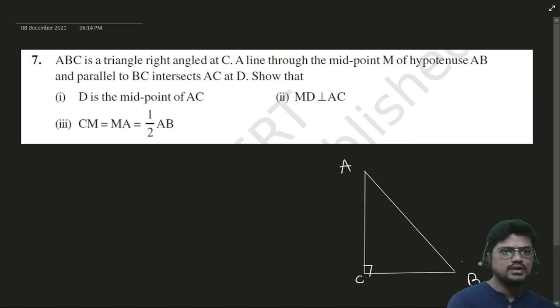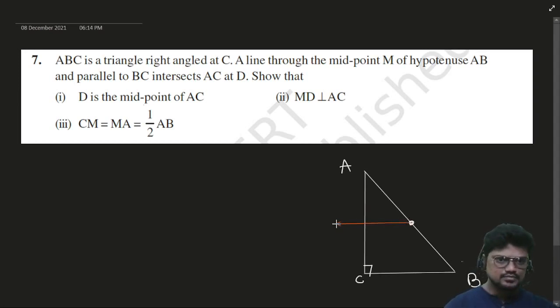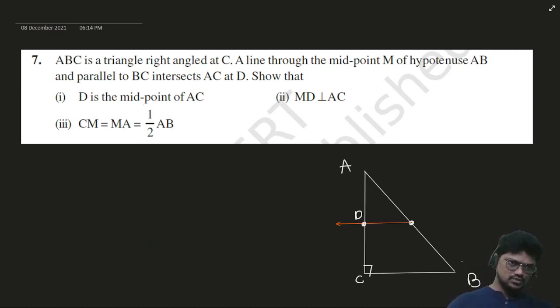Now, a line through the midpoint M of a hypotenuse AB and parallel to BC intersects AC at D. Okay, a line through midpoint AB parallel to BC, they are saying. So it is like this. Parallel to BC meets AC at D. Now you have to show that D is a midpoint of AC. That's by midpoint theorem, right? By midpoint theorem, we can say D is a midpoint of AC. Yes or no? That's clear?